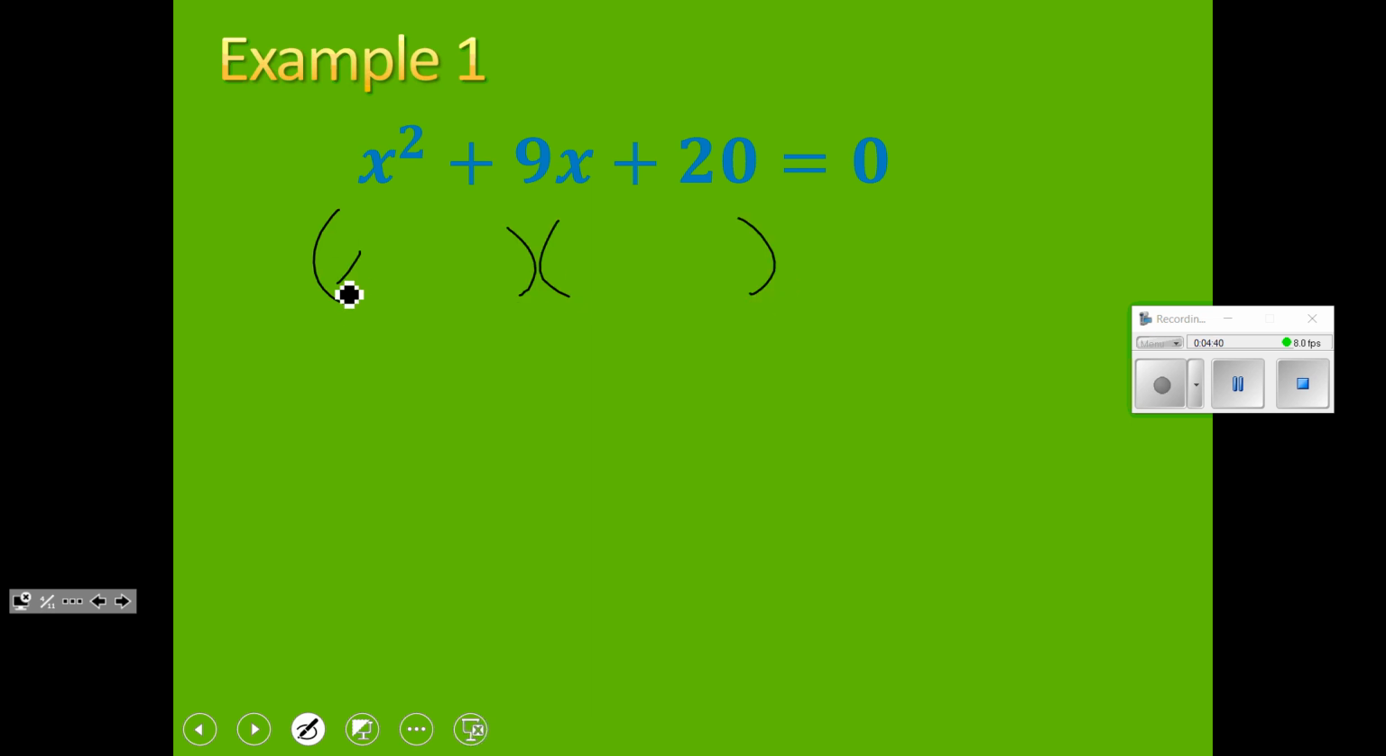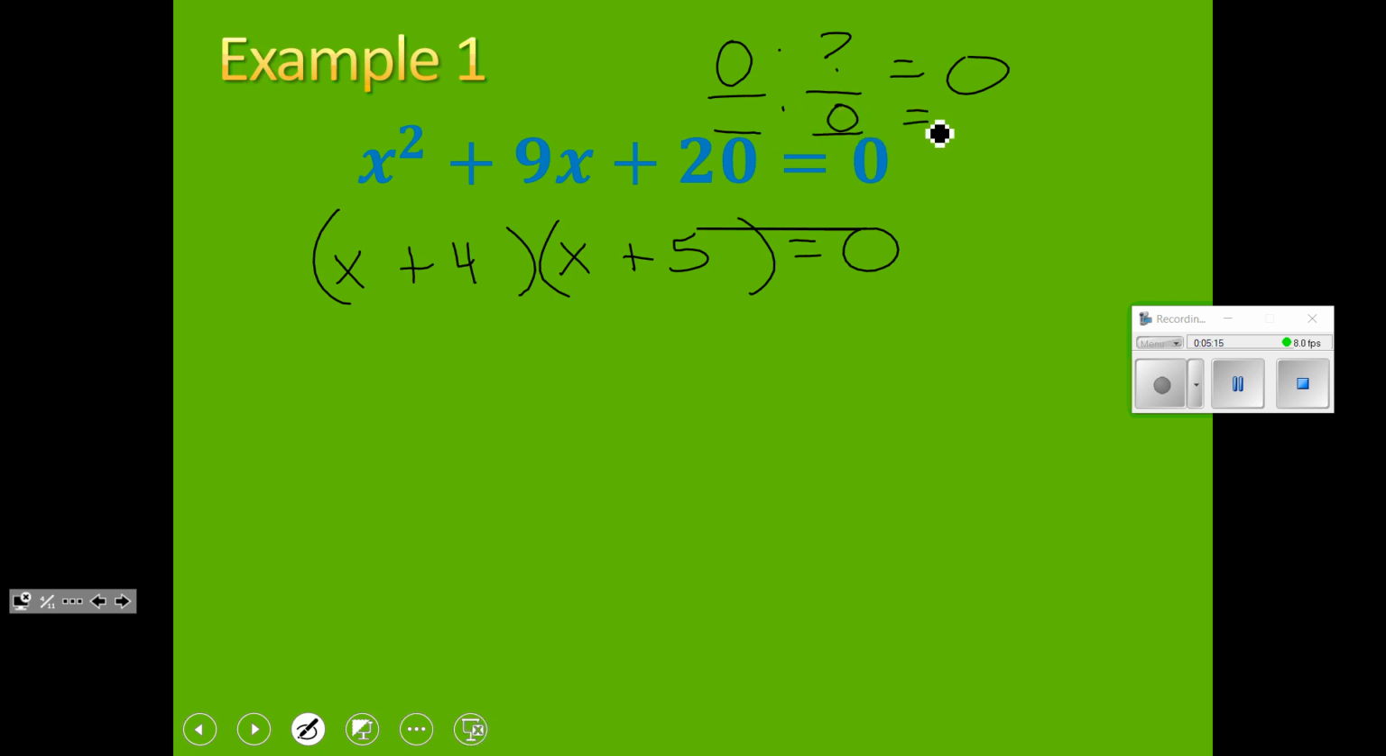I could factor this into x plus 4 and x plus 5, and that's equal to 0. Now, I'm not finished. Just because you factor it does not mean the answer is 4 and 5. I promise you. We know blank times blank equals 0. Well, if that happens, what would have to be in one of those blanks? In order to get 0, you've got to multiply by 0. So either this blank, it wouldn't matter what's there, 0 times anything would equal 0, or you could do the reverse. This blank could be 0.